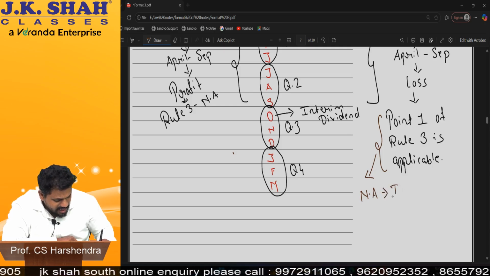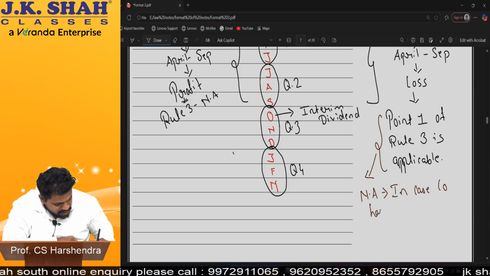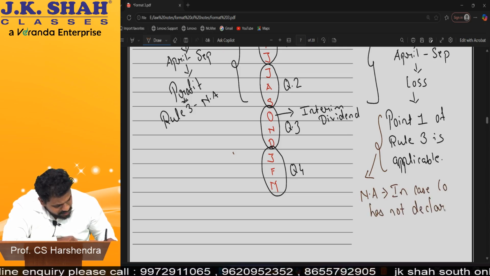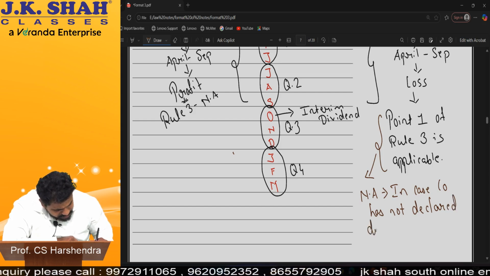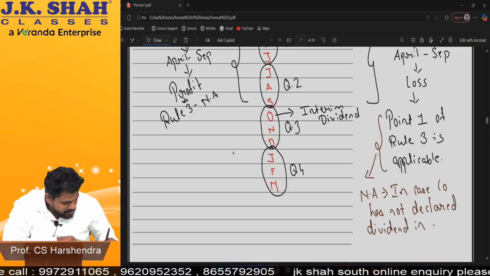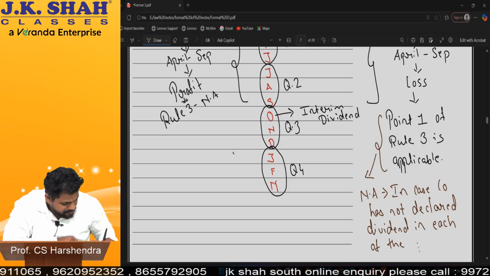Same thing. In case the company has not declared dividend in each of the preceding.